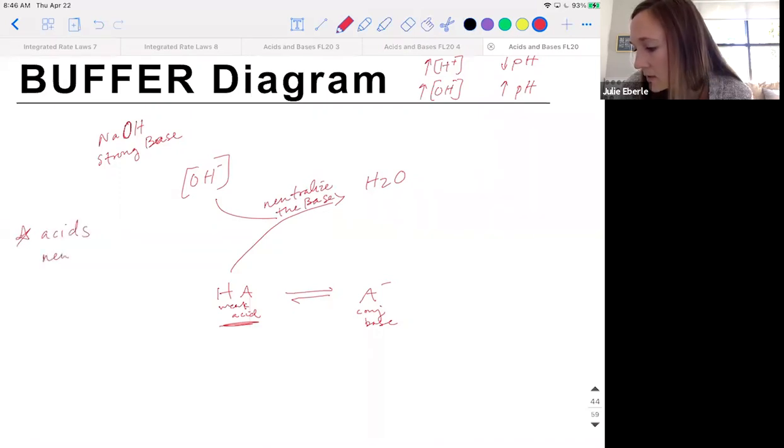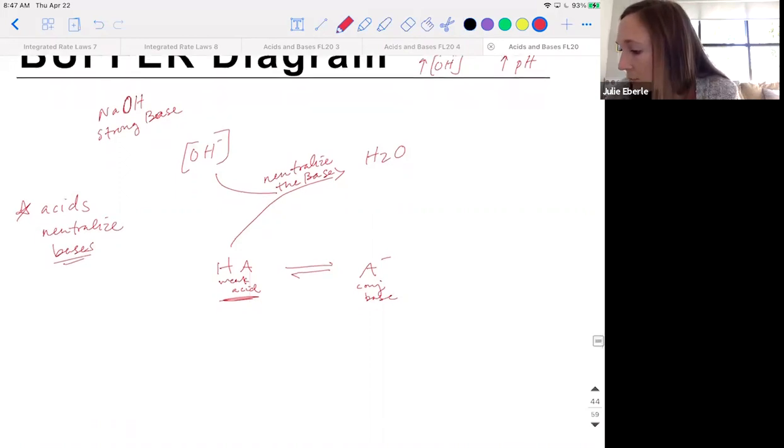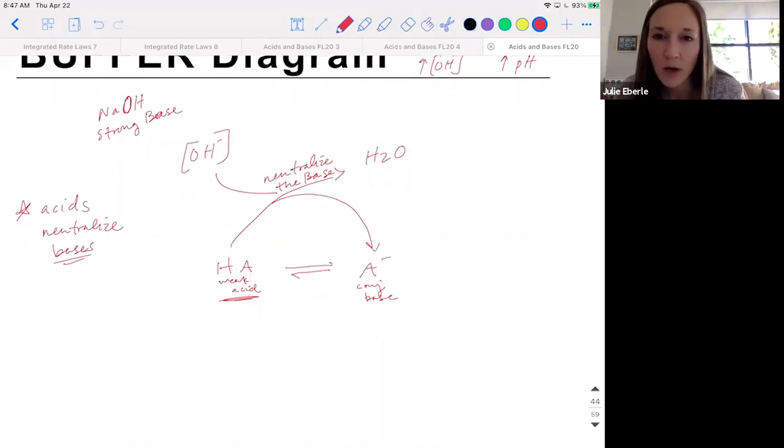Acids neutralize bases. Okay, so it's the weak acid component here that's going to go into action and neutralize any base that we add. And then in the process of that, we generate more of our conjugate base. All right.